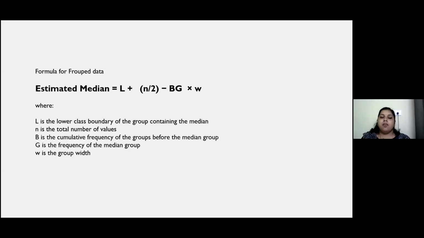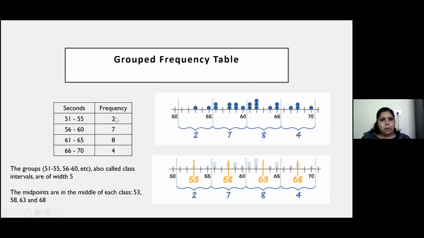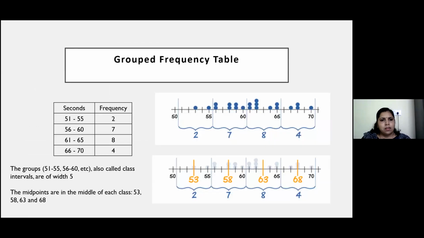W is the group width. Let us see how the problem is solved. The same problem which I told you earlier. Here we have to convert this frequency table into 51 to 55. Just a moment.